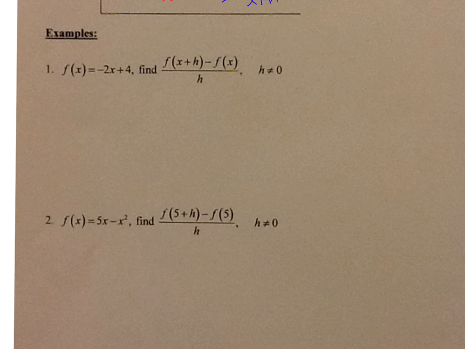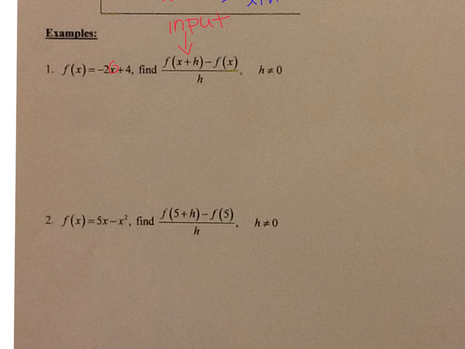All right, so take a look at number 1. I have f of x is equal to negative 2x plus 4. It says find f of x plus h minus f of x divided by h, the difference quotient. And notice I have here h can't be equal to 0 because then it's undefined. So you don't need to worry about this, okay? It should be written because it is a fraction and you have a variable in the denominator. All right, so remember, this here is my input.